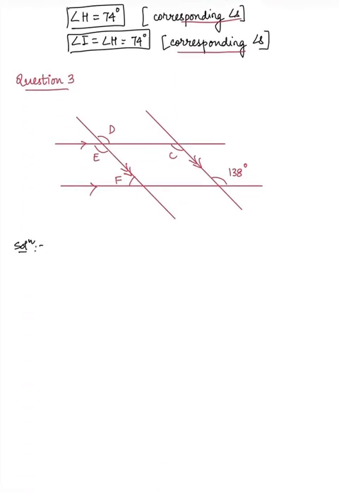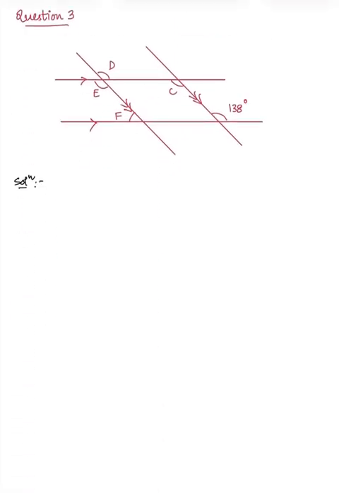Now let's try and do question number 3. Over here we see that this is a set of parallel lines and these are another set of parallel lines. So first we notice angle C will be equal to 138 degrees. Why? Because this is the concept of the same Z that we had, right? So these are alternate interior angles and they are equal to each other. Now moving on, angle E will be equal to angle C, which is 138 degrees.